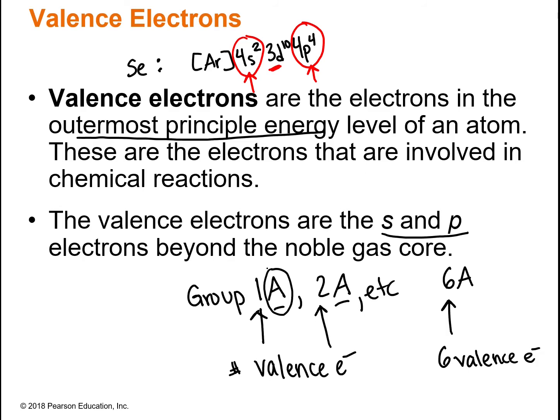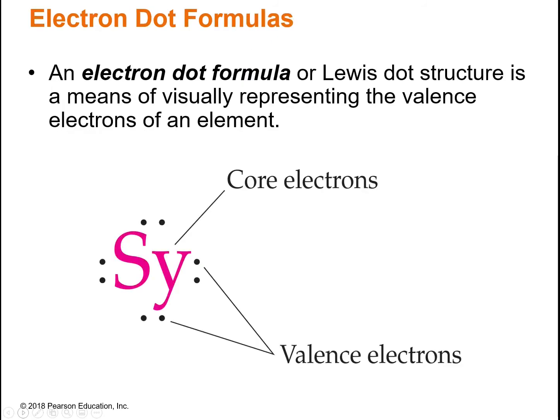Yeah, there would be 5 valence electrons. Good, good. We can represent those valence electrons using an electron dot formula, or it's also called a Lewis dot structure, which is what it was called when I was going through this. We can just call it a generic electron dot formula. Either way, same thing.